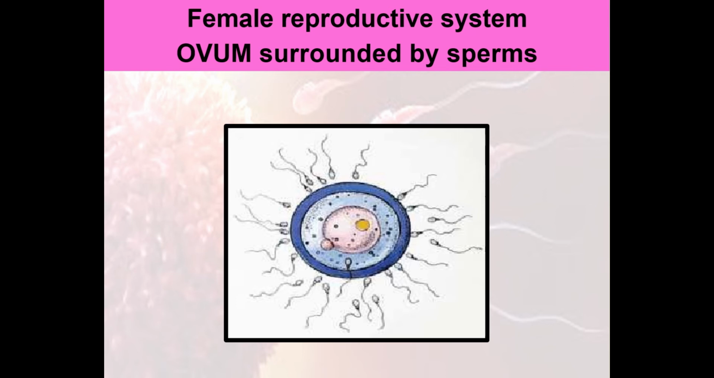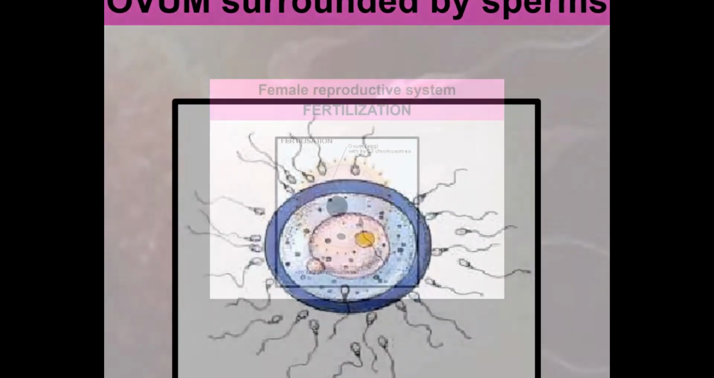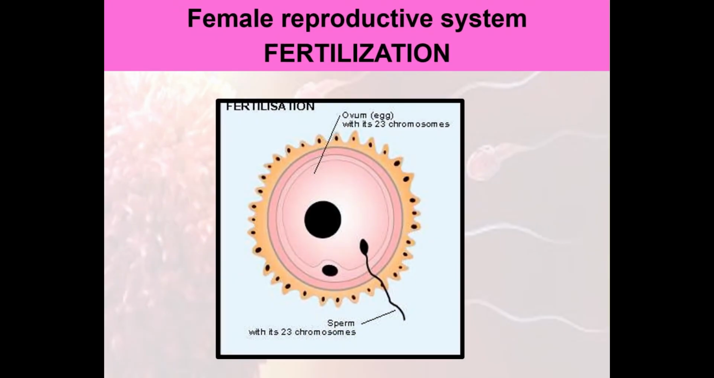So now the egg is in the fallopian tube, and it is surrounded by a number of sperms. We are discussing the situation when the ovum and sperms are both there, because there is a possibility that sperms are in the fallopian tube but the ovum is not. Out of those millions of sperms, only one sperm gains entry into the female egg.